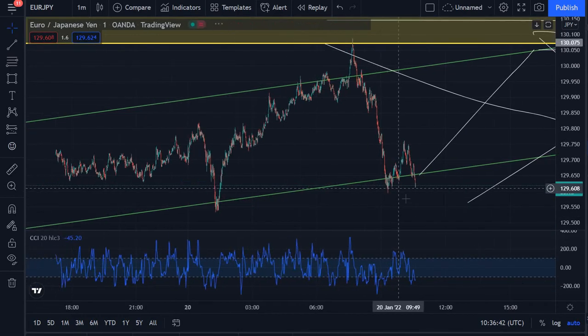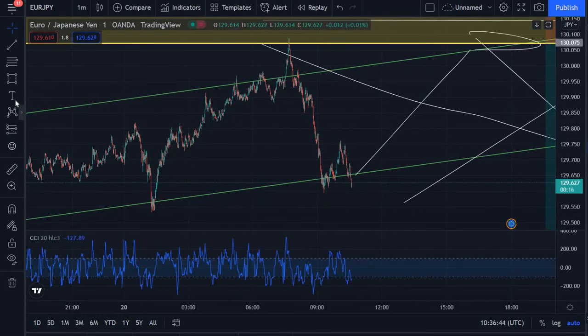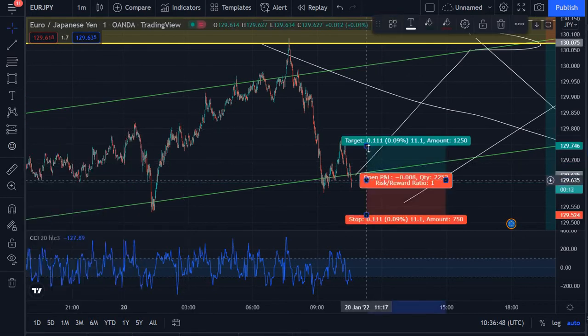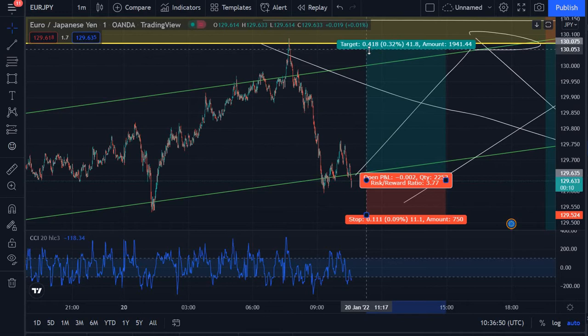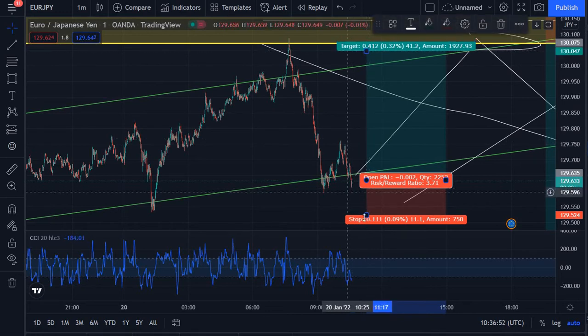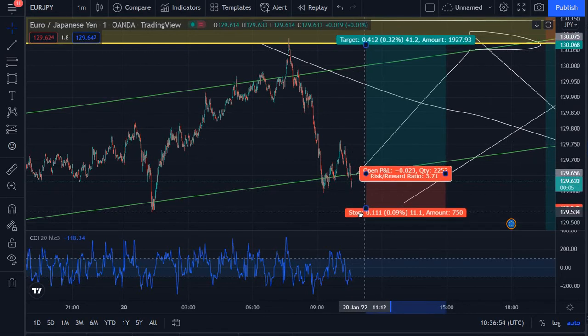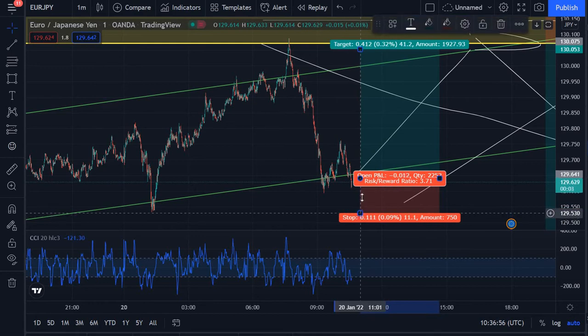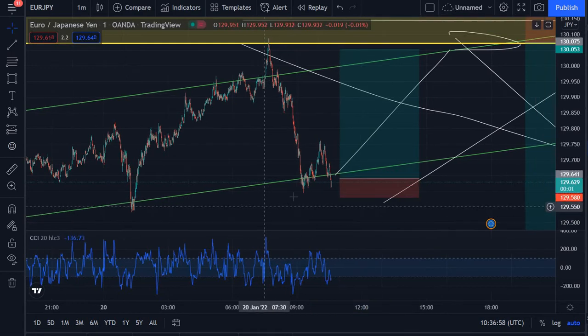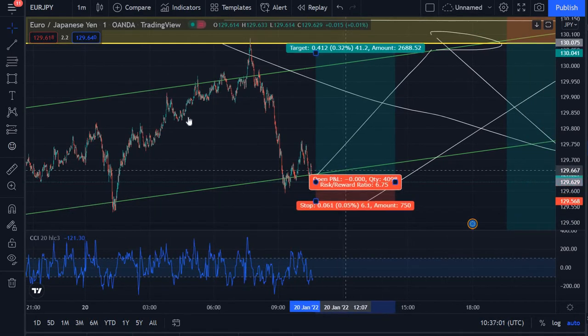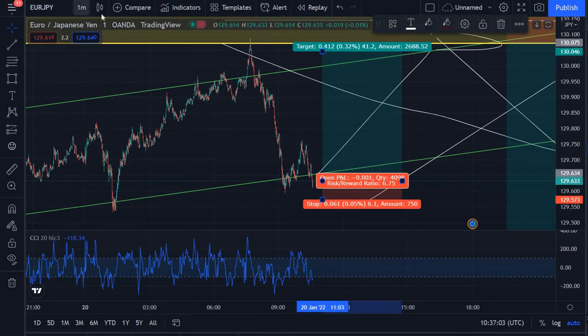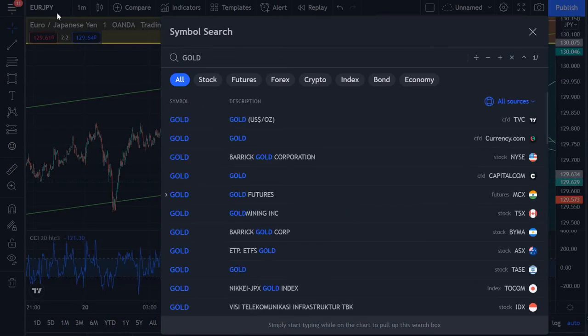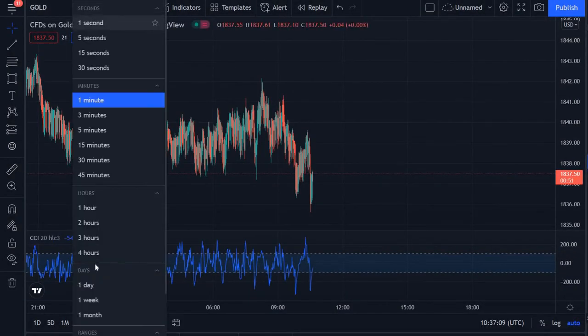One-minute chart here, a double bottom could be forming, which means you could even go for a long here on the shorter time frame, which would give you roughly maybe about 40 pips. So this would be a move here. This was the Euro Japanese yen. Checking the gold market as well, since we checked Euro USD.